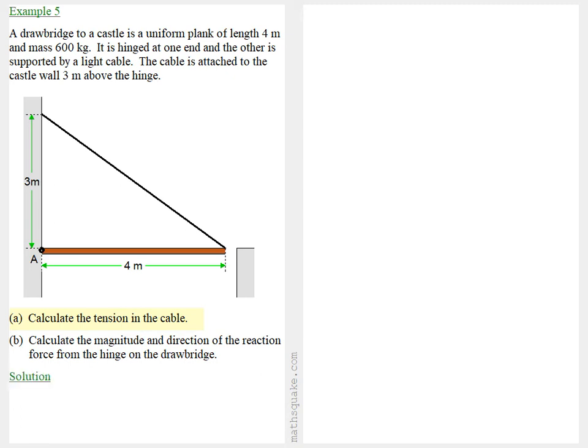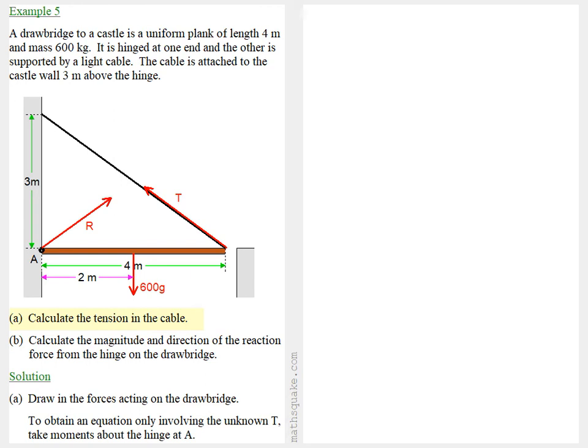Well, to solve this, draw the forces acting on the drawbridge. First of all, there's the weight of the drawbridge, which is 600 G, acting in the middle of the drawbridge. So that is 2 metres from the hinge. Then there's the tension in the cable, we can mark it T, and there's a reaction at the hinge, we can mark that R. To obtain an equation only involving the unknown T, take moments about the hinge A.